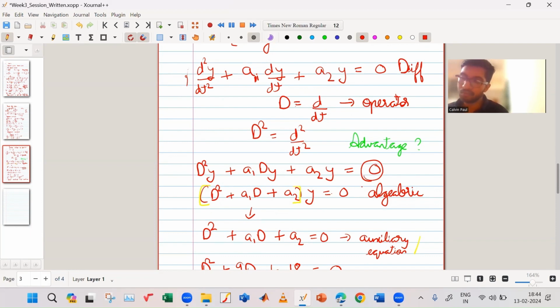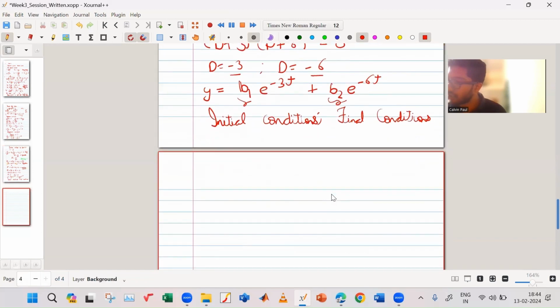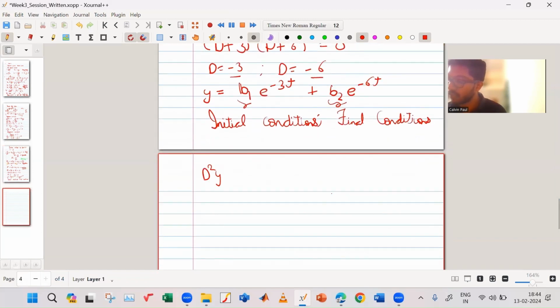Assume it is not zero. If it was not zero, d2y plus a1 dy plus a2y is equal to some function of t. Okay, it is a function of t. So is this clear? Like, what is a function of t? If this is a doubt, I will clarify it further.